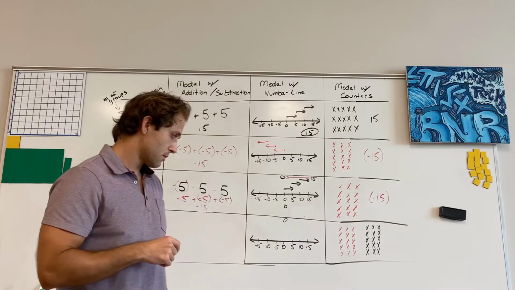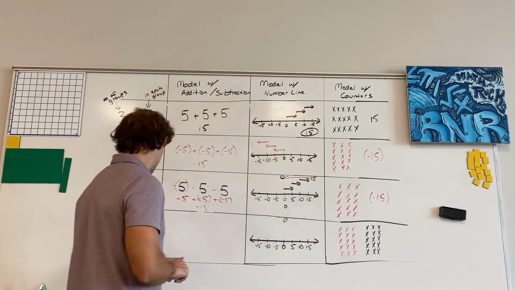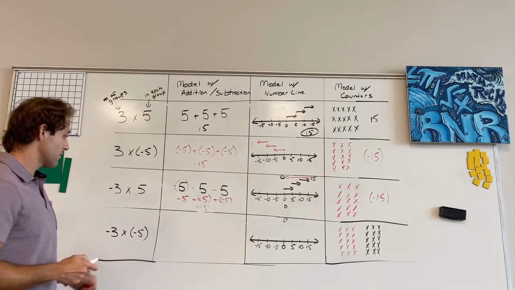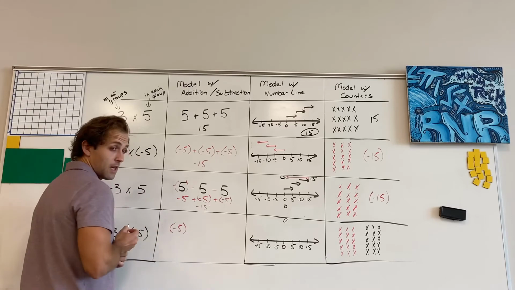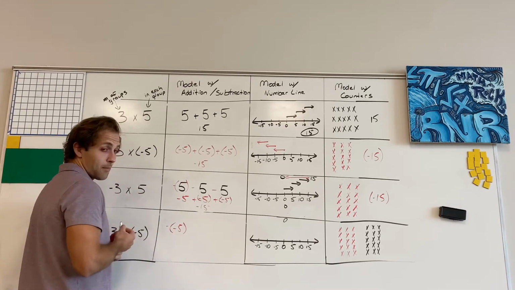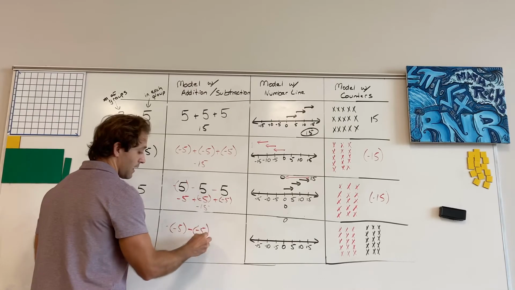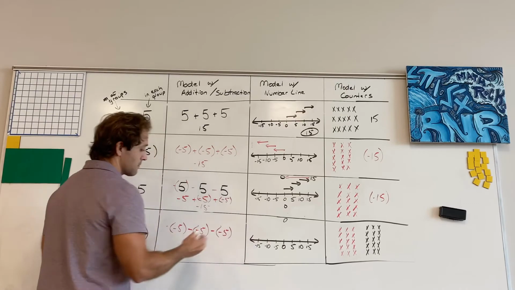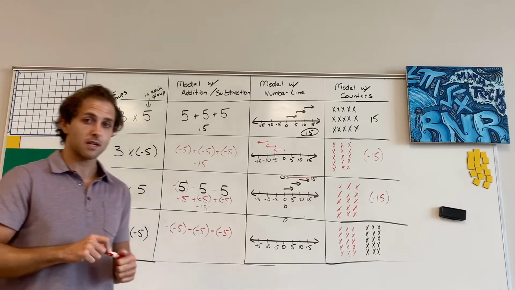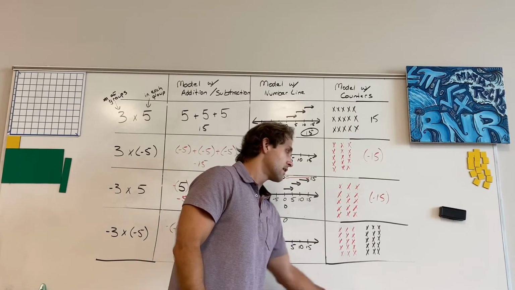Okay, so let's talk through this. I want to remove 3 groups of negative 5. So that's like, I want to have a negative 5 here. I want to remove it, so I'm going to get the opposite. I'm going to subtract another negative 5, and then I'm going to subtract another negative 5. So I'm subtracting negative 5 3 times. Okay, I'm removing negative 5 3 times.